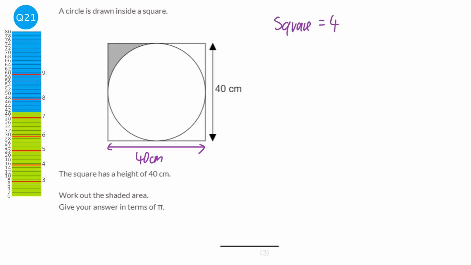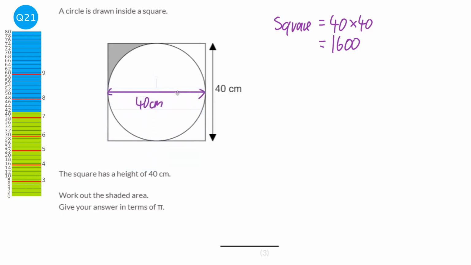And all we need to do now for that is 40 times 40, which will be 1,600 centimeters squared. I normally only put units in our answer. The next thing we're going to do is work out the area of the circle, but to do that we need to work out what the diameter of the circle is. The diameter of the circle is just 40, the same as the width of the square, or height of the square. So if the diameter is 40, the radius would be 20.